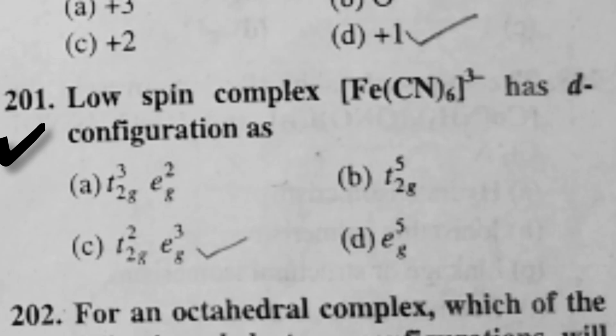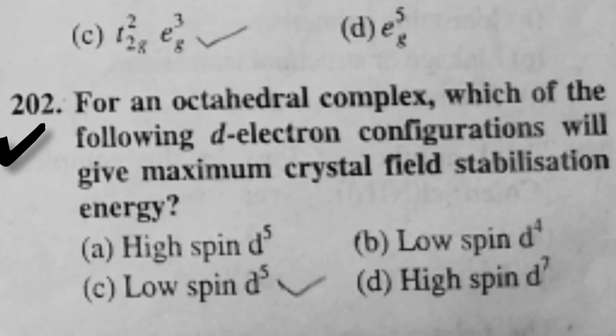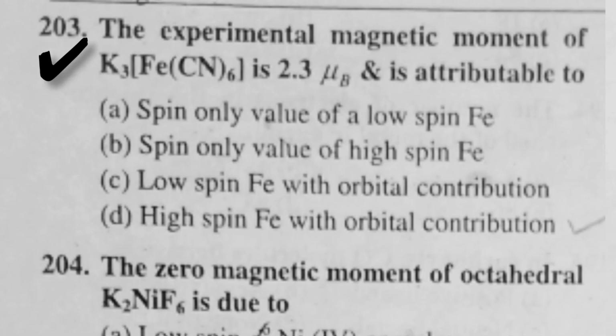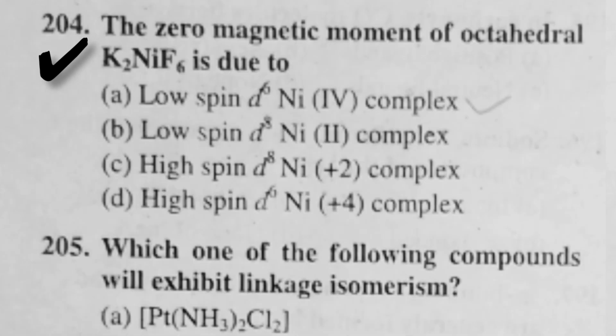Low spin complex has d configuration as option C is right. For the octahedral complex, which of the following d electron configurations will give maximum crystal field stabilization energy? Option C is right. The experimental magnetic moment of this complex is 2.3 μB and it is attributable to option D is right. The zero magnetic moment of octahedral complex is due to option A is right.